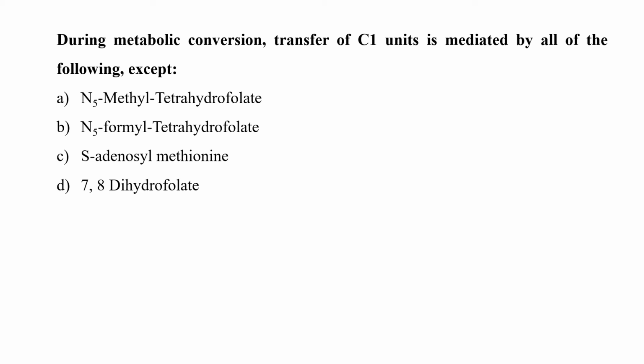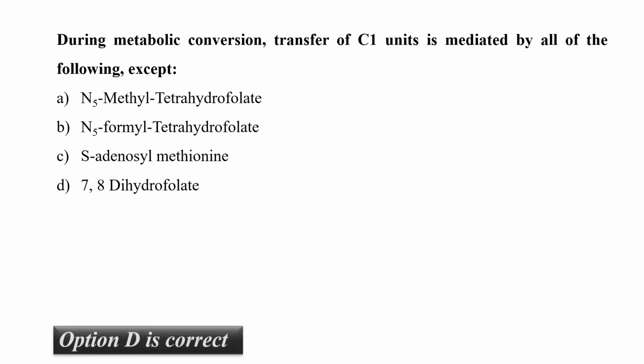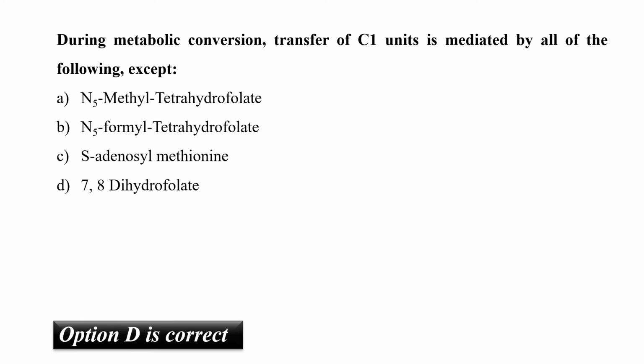The transsulfuration pathway is essential for synthesis of glutathione, which is involved in production of the reactive oxygen species. So from the given option, option number D, 7,8-dihydrofolate is not involved in transfer of C1 units. So the correct answer to this question is going to be option number D.